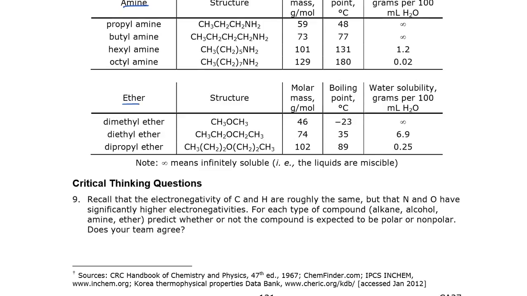Number 9. Recall that the electronegativity of carbon and hydrogen are roughly the same. We don't need to know the numbers necessarily, but they're pretty similar. And nitrogen and oxygen have significantly higher electronegativities. For each type of compound, alkane, alcohol, amine, ether, predict whether or not the compound is expected to be polar or nonpolar, and look at the structure in order to do that. So pause the video and write your answer for all 4 categories. Okay, what do you think? I have 3 polars and a nonpolar.